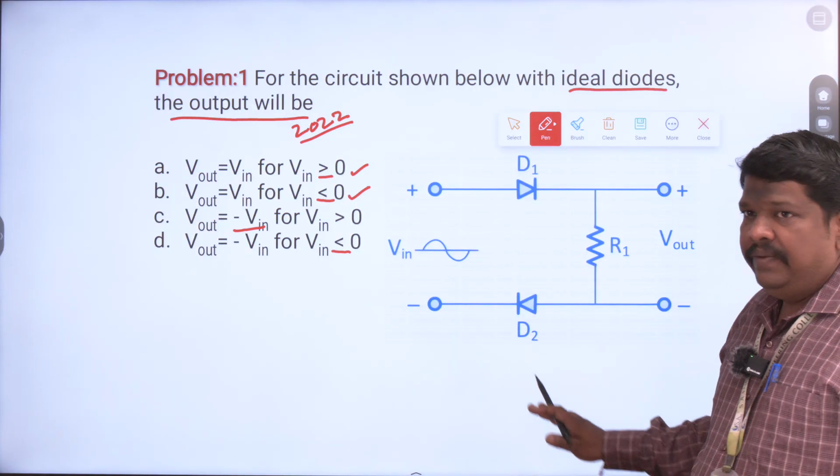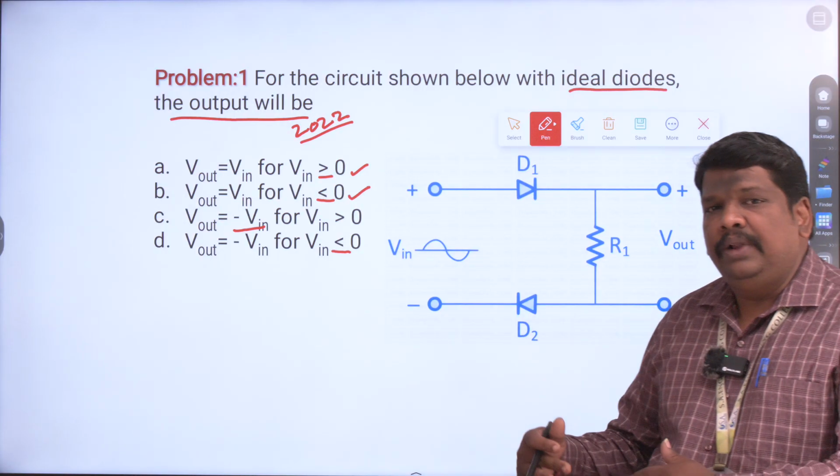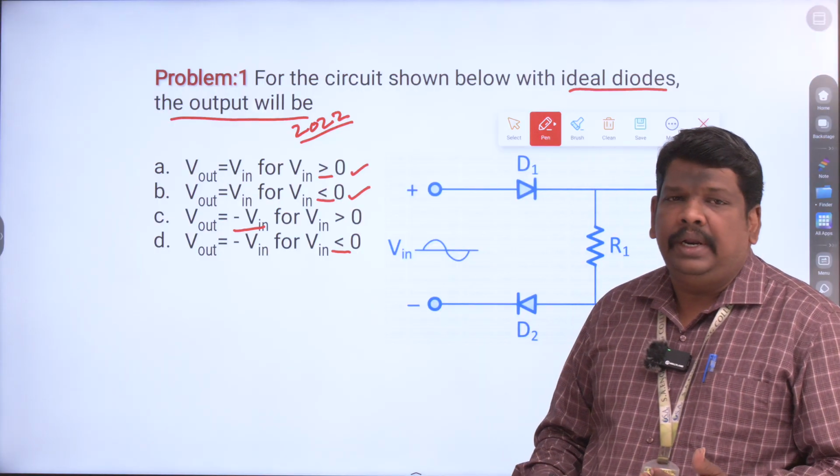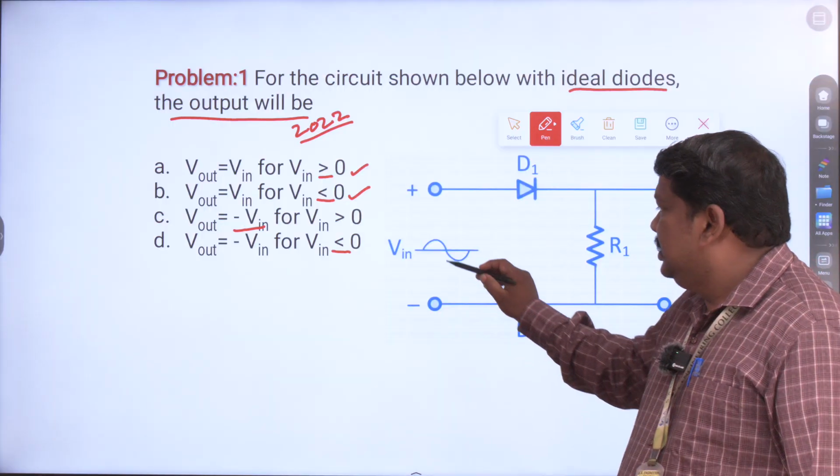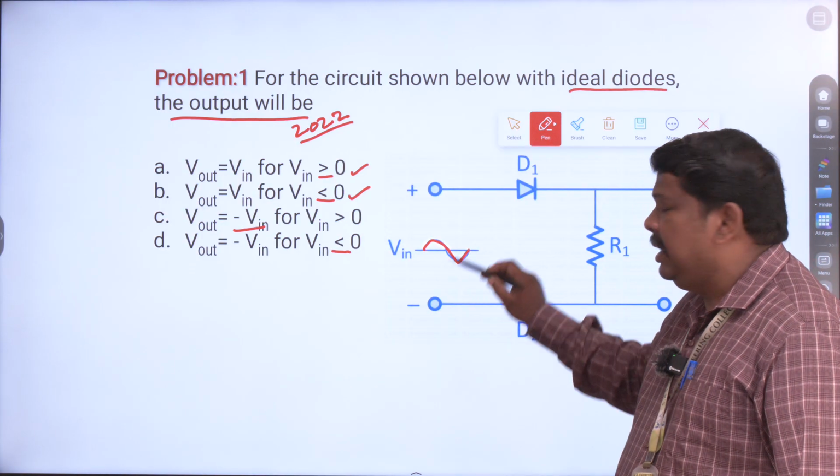You know that when the diode conducts, it should be in forward bias. When it does not conduct, it is in reverse bias, then it should be an open circuit. Now you can say your AC signal is being applied.